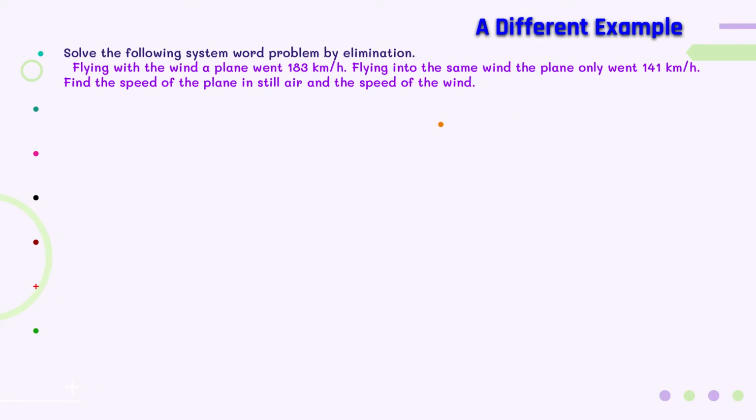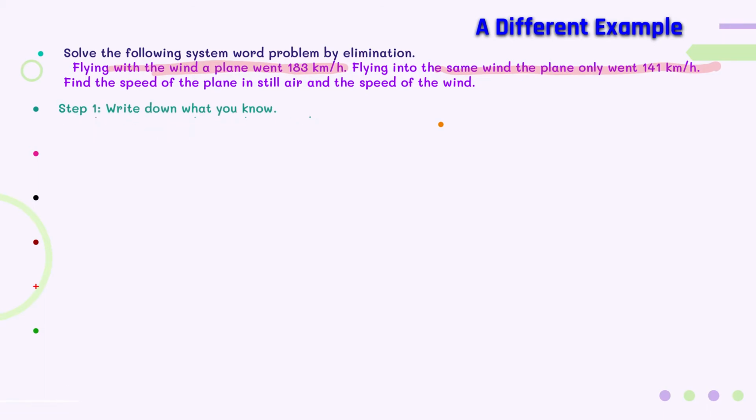Here's a different example. Solve the following system word problem by elimination. Flying with the wind, a plane went 183 kilometers per hour. Flying into the same wind, the plane only went 141 kilometers per hour. Find the speed of the plane in still air, so without wind, and the speed of the wind. So what do I know? I know that with the wind, if you add the wind, because it's going to help you, I went this speed, and against the wind, so if you subtract the wind speed, I went that speed.